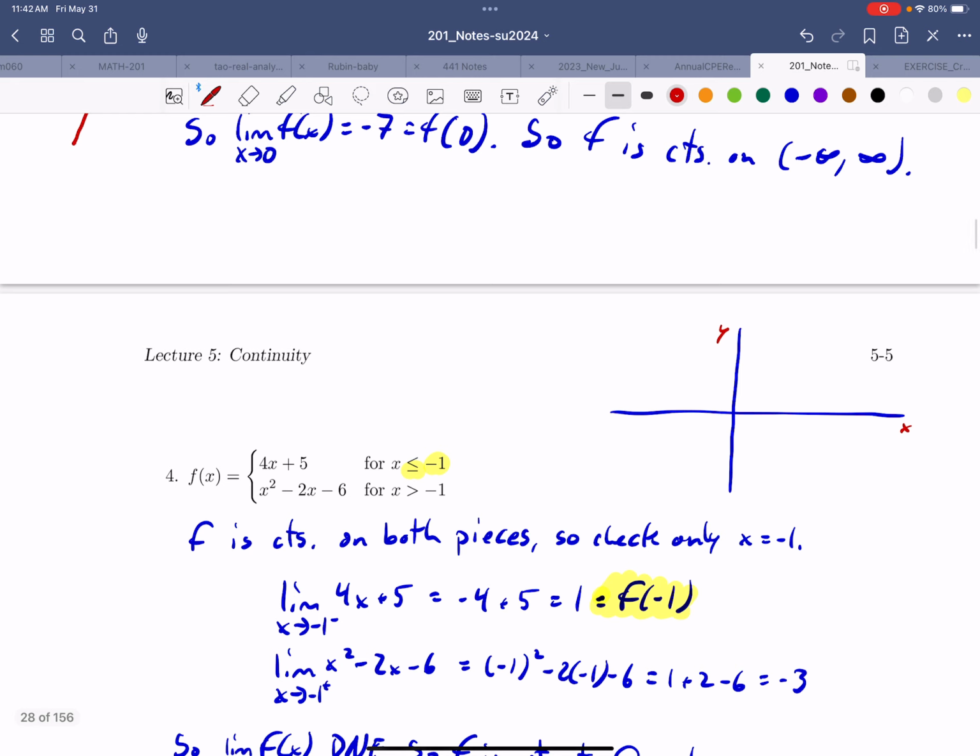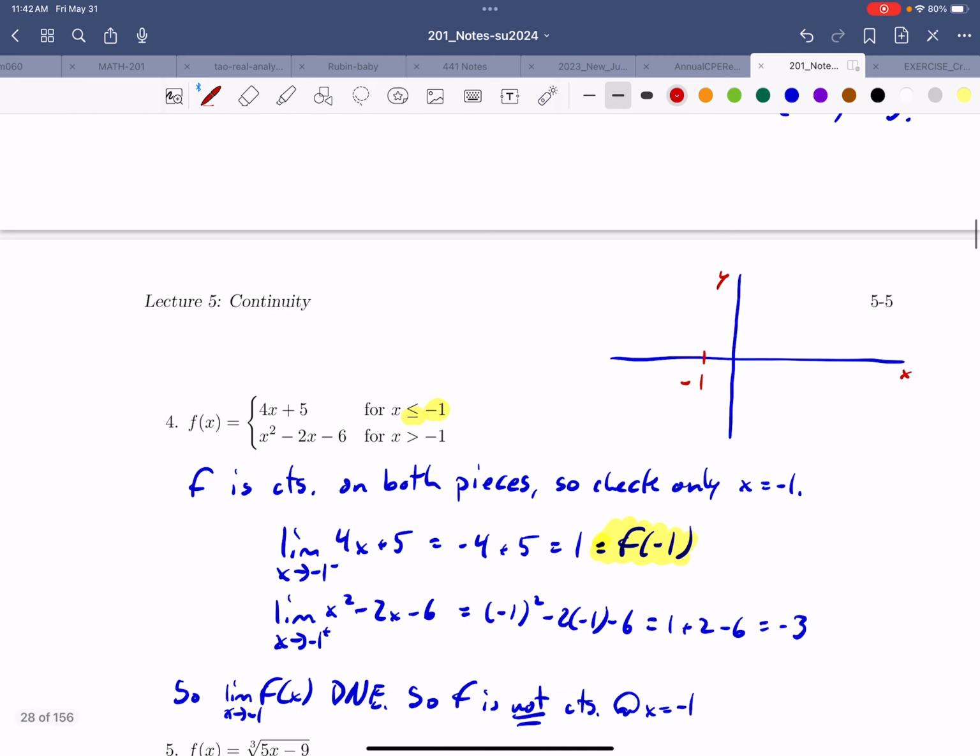Well, 4x plus 5 before -1. So let's see, we know that at -1 we're getting 1. And I guess that is defined there, right? The hole is filled in. 4x plus 5 is very steep, so we have something like that. It's probably even steeper than that, but for illustrative purposes, I'll do that.